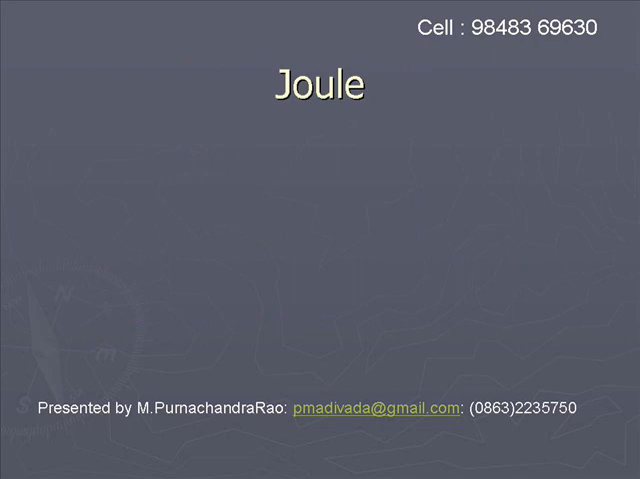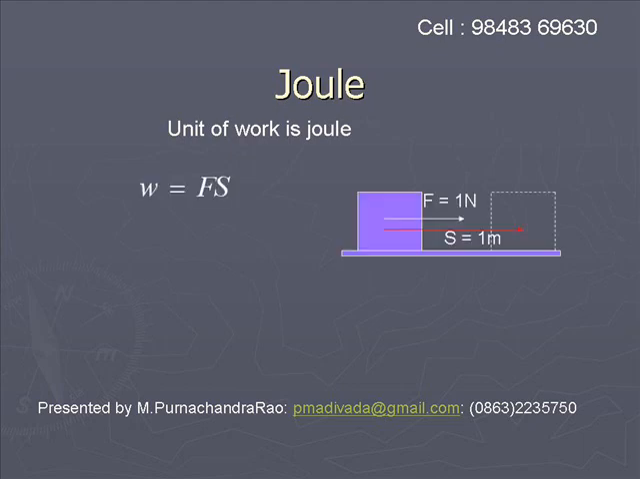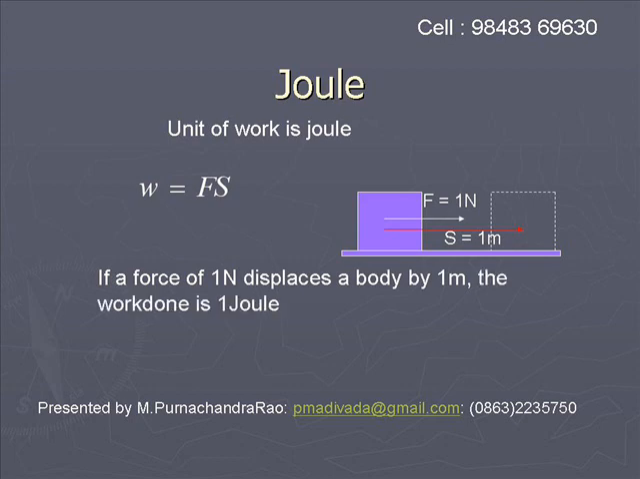Joule. Joule is the unit of work. We can understand joule as follows. We have the relation W is equal to Fs if the displacement is in the direction of force. Using this relation, we can define the unit of work done, joule. Suppose 1 Newton of force is acting on the body, and thereby the displacement of the body is 1 meter in its direction. Then we say the work done by the force is 1 joule.